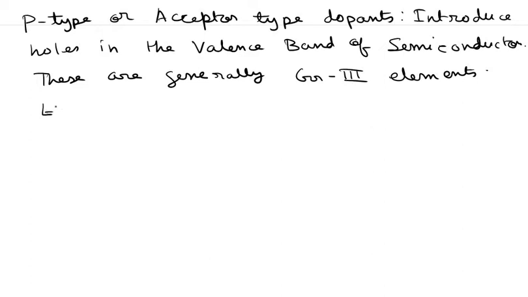A classic example would be boron. Boron is a group 3 element, and then there are others such as aluminium, indium, gallium, etc. So boron is actually the most widely used p-type dopant, or acceptor type dopant. Let us see how introducing boron contributes to enhancing the number of holes in the valence band.